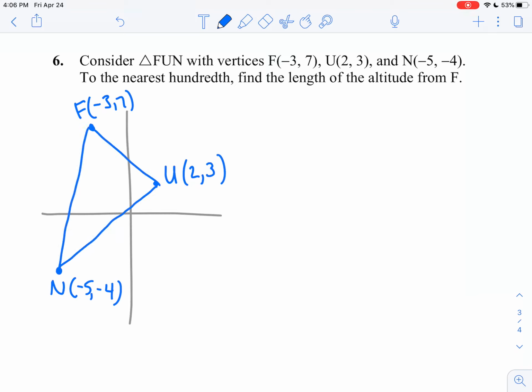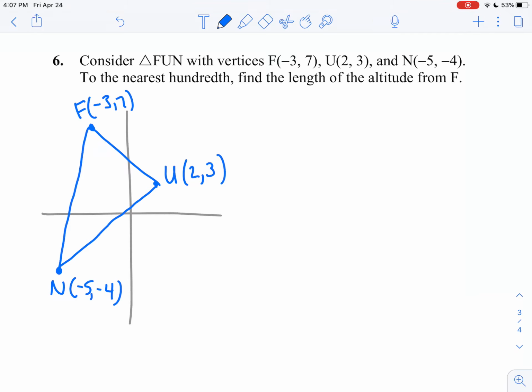All right, so let's read this problem. We want the length of the altitude from F. Isn't it so beautiful that we started altitudes all the way back in chapter 3, and they're still with us in almost the last lesson of the entire school year? Math is amazing, just like all of you.